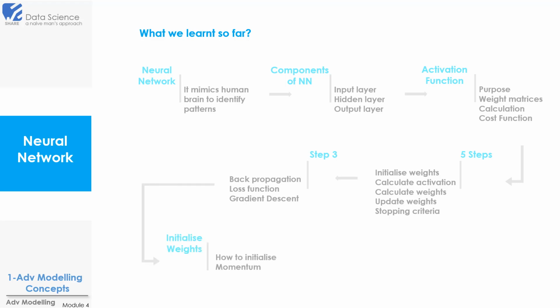Then the next question was, how do we initiate the weight? So we initialize the weights by random initialization in a small neighborhood around 0. This small neighborhood is an interval of the form minus epsilon to plus epsilon, where epsilon is generally a small positive number. Then we introduce another concept called momentum.